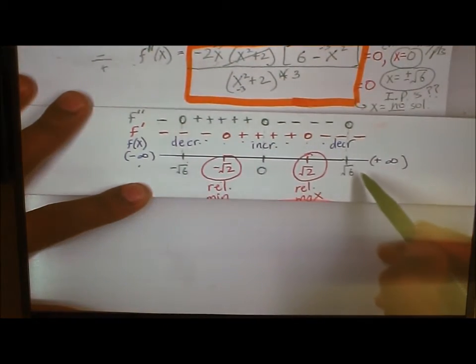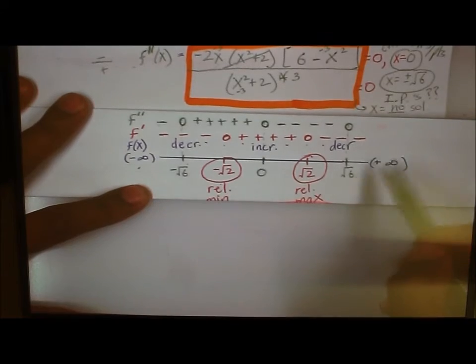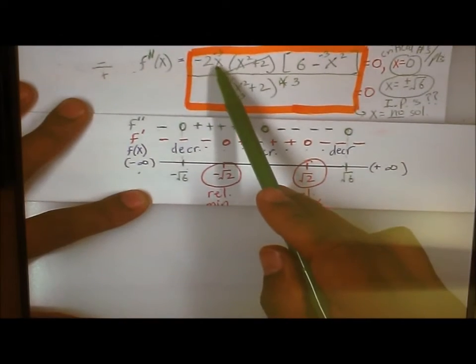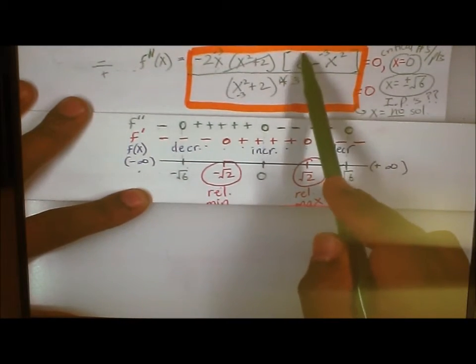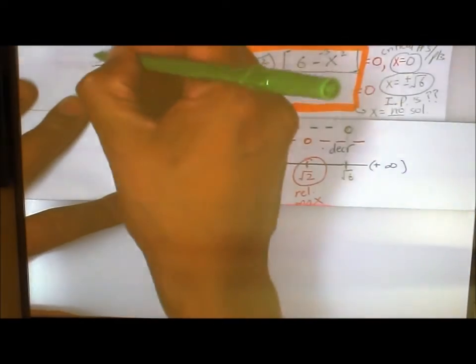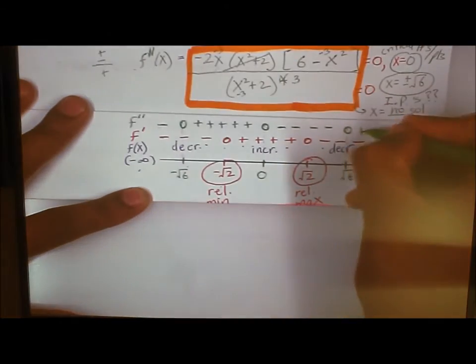And finally, I'm going to pick a number bigger than root 6, like 3, and plug it in here. Negative times negative is positive. Positive divided by positive is positive.